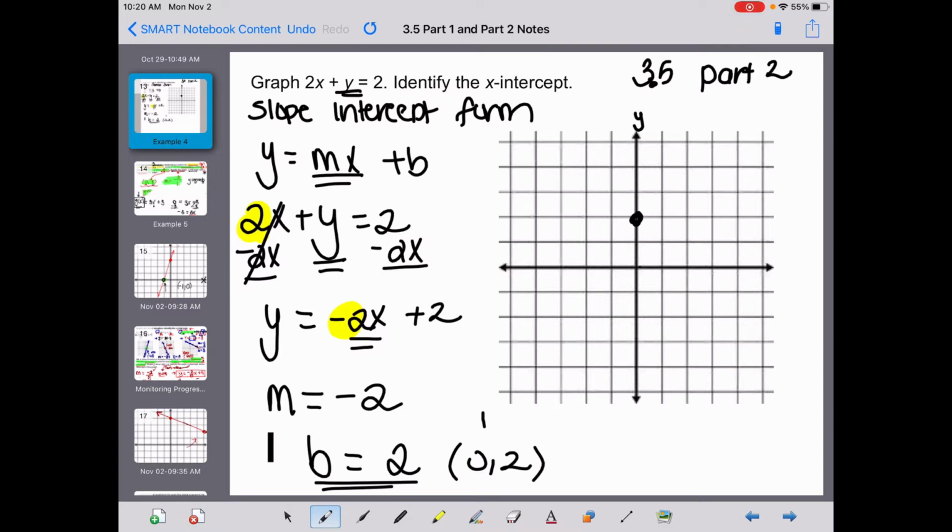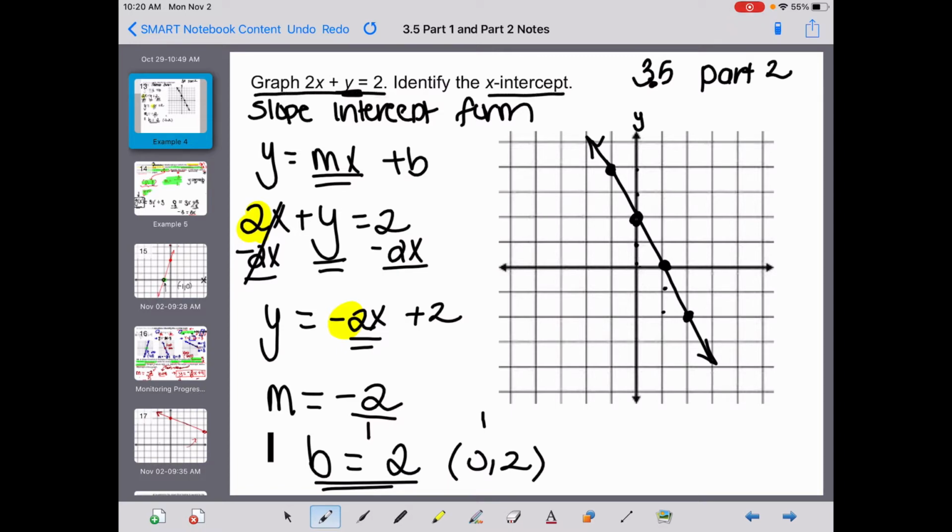And I use my slope of negative 2, or negative 2 over 1, in order to see the rise over run. That means I'm going down 2, right 1, down 2, right 1, or up 2, left 1, and then I connect my points. And there's my graphed equation of a line.